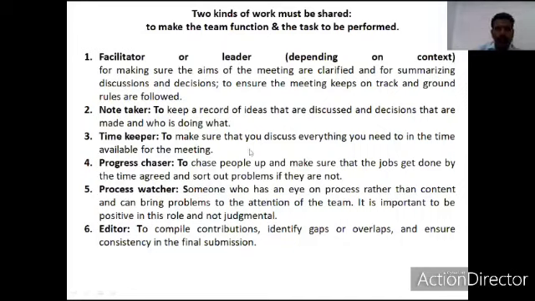And the timekeeper makes sure that you discuss everything you need to in the time available for the meeting. And the next one is the progress chaser.